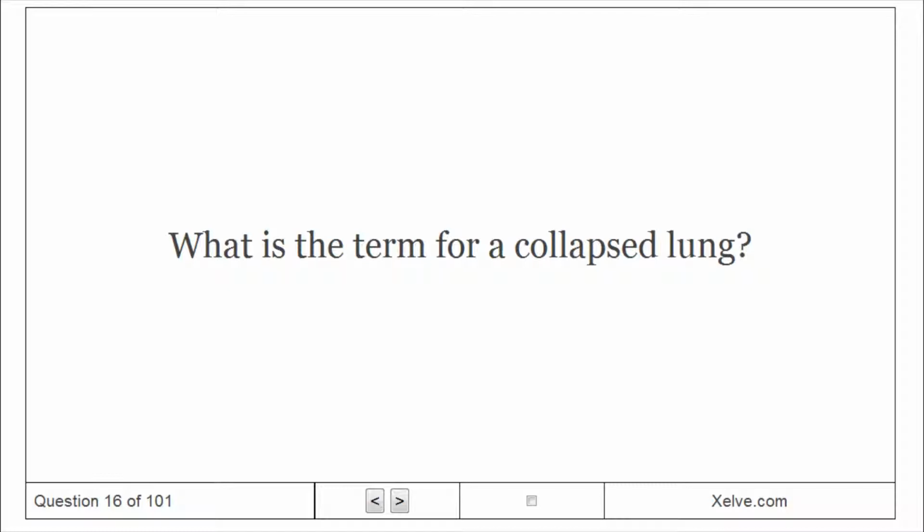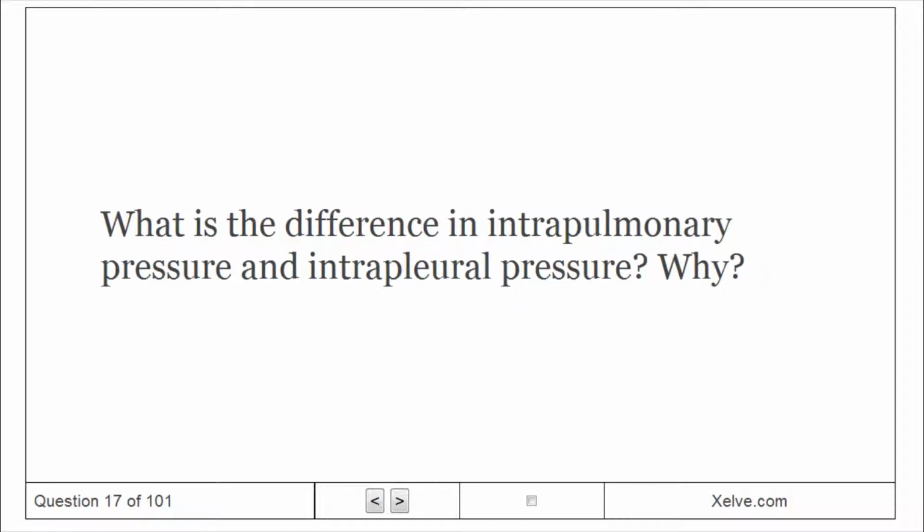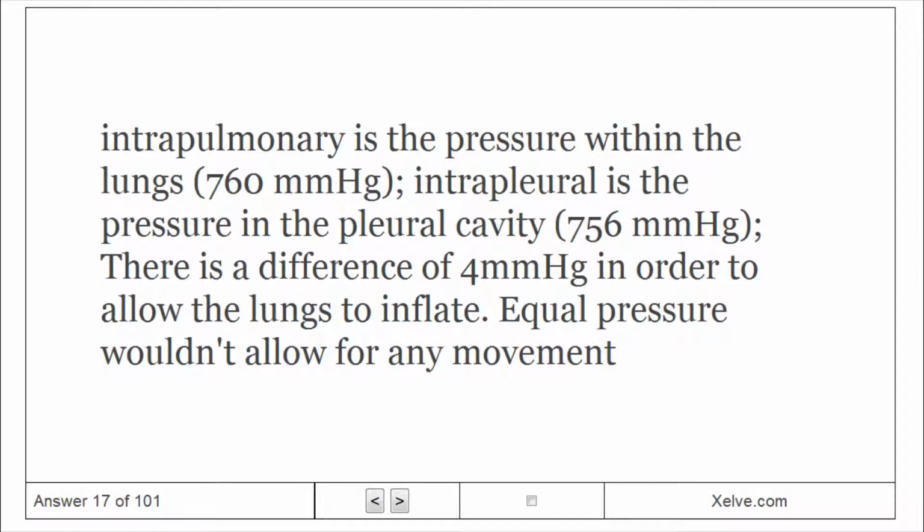What is the term for a collapsed lung? Pneumothorax. What is the difference in intrapulmonary pressure and intrapleural pressure? Why? Intrapulmonary is the pressure within the lungs, 760 millimeters of mercury. Intrapleural is the pressure in the pleural cavity, 756 millimeters of mercury. There is a difference of 4 millimeters of mercury in order to allow the lungs to inflate. Equal pressure wouldn't allow for any movement.